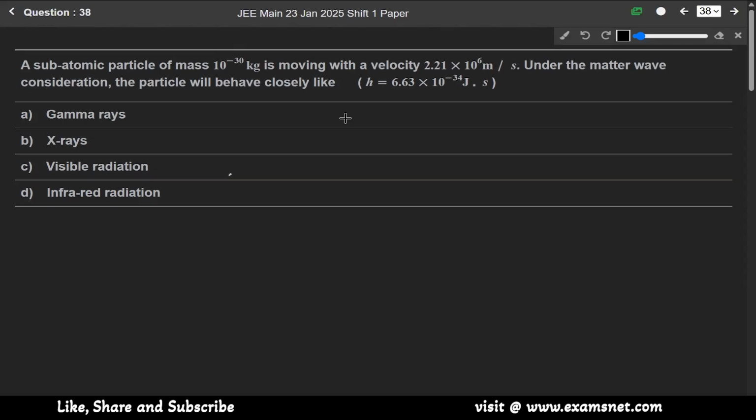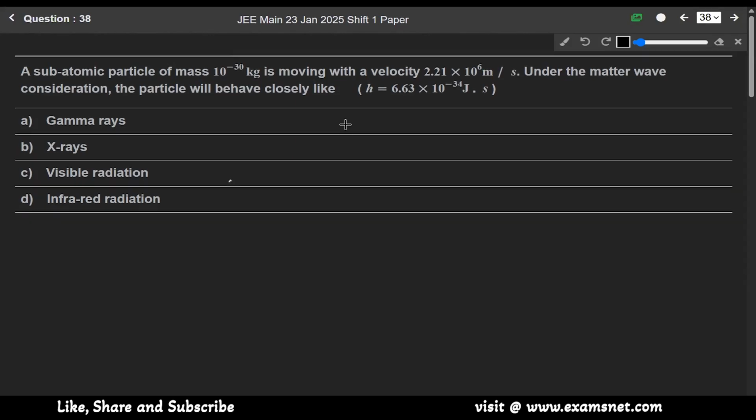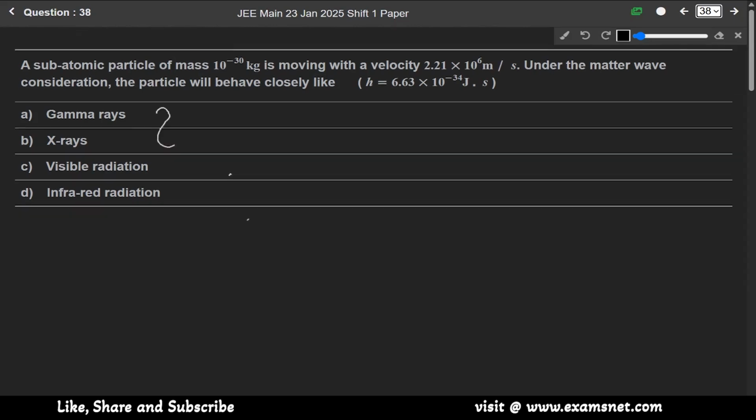Now the next question is 38. A subatomic particle of mass 10 to the power minus 30 kg is moving with a velocity of 2.21 into 10 to the power 6 meter per second. Under the matter wave consideration, the particle will behave closely like, among these four options: a gamma ray, x-ray, visible radiation, or infrared radiation.